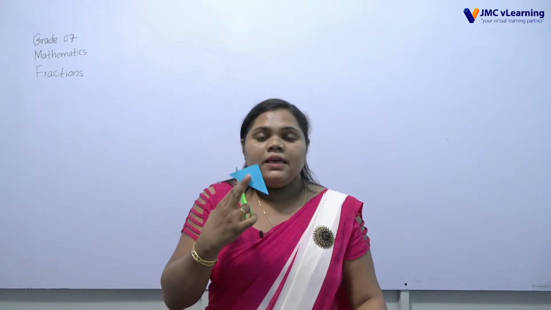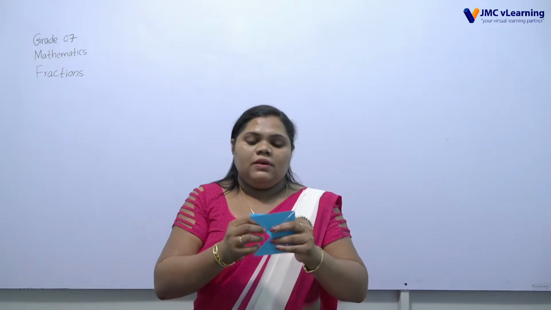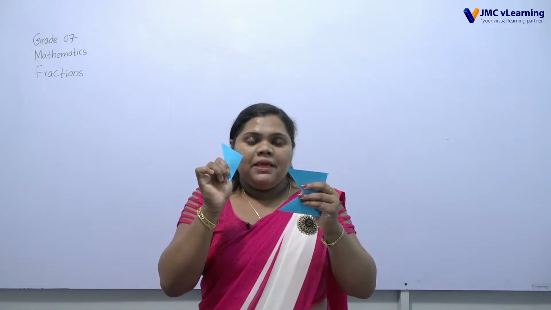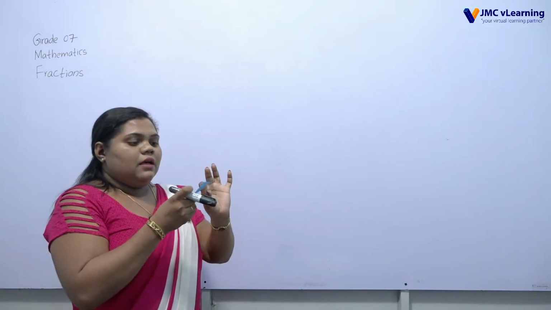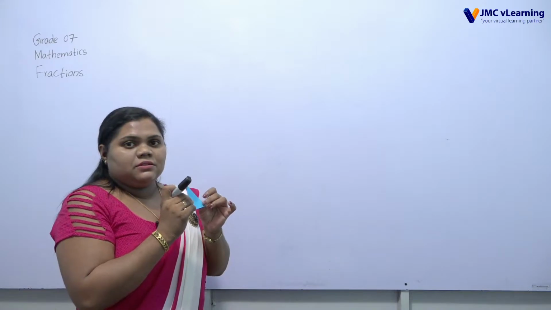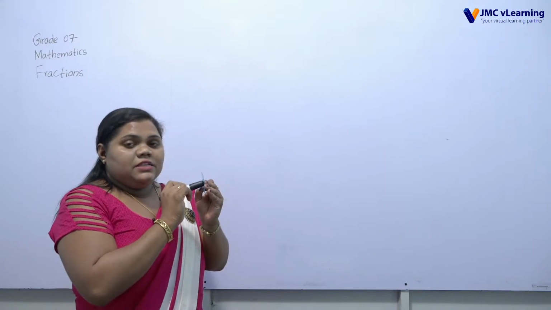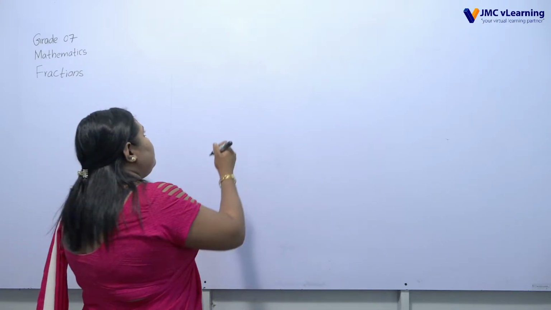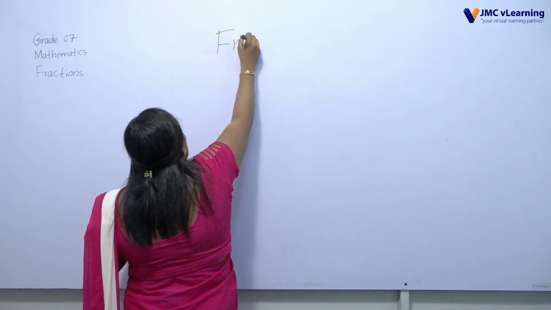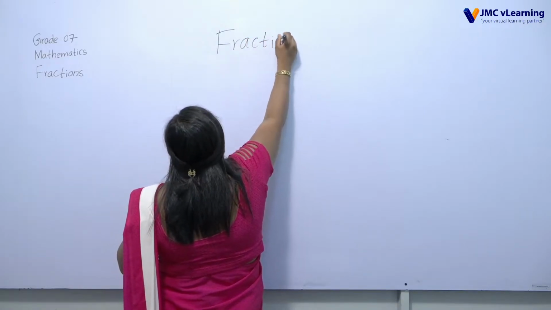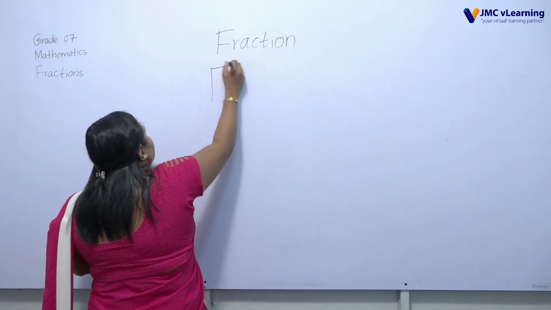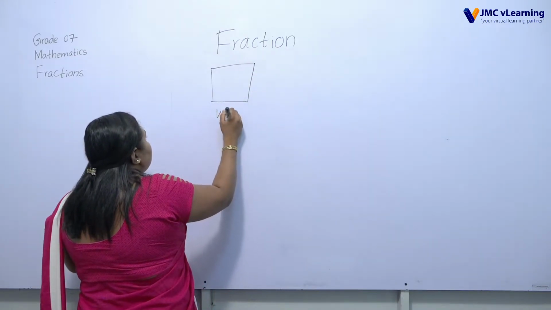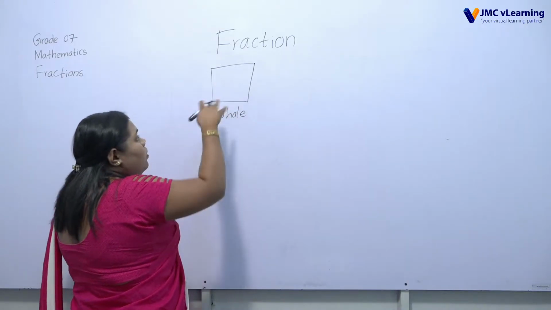Okay. Can you see this? There was a whole one. I take one part out. How can I tell about this part? I want to write this part as a fraction. Okay, now we'll see. This is the whole one. This is a whole, full one.